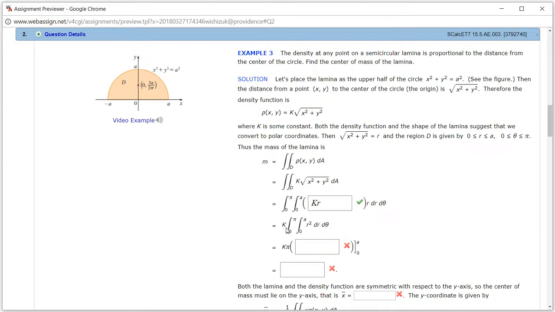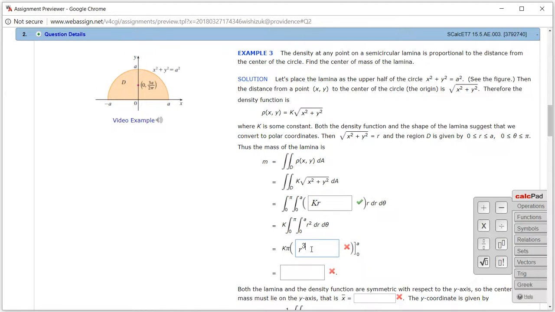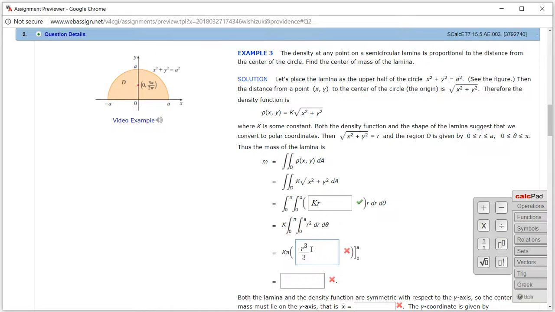What they did was separate the integral first. So this is an integral from 0 to pi of d theta. The antiderivative of 1 is theta, plug in pi and minus 0, so that gives you pi. That comes from the outside integral, and the k is right there. If you take the antiderivative of r squared with respect to r, you get r cubed over 3. Then if you plug in a, you have k pi a cubed over 3.